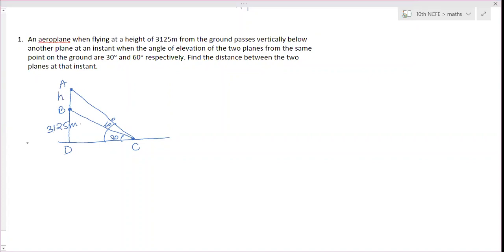Half the students got the answer, but half of the students have missed one thing. They have considered AD distance as 3125. Half the students, not everyone.